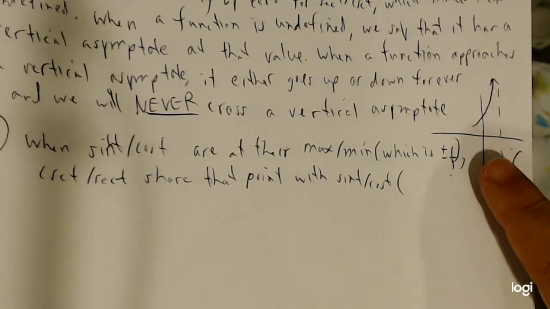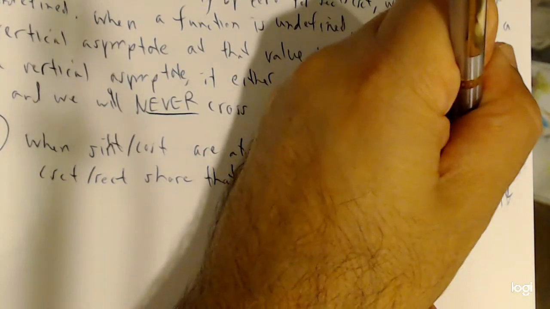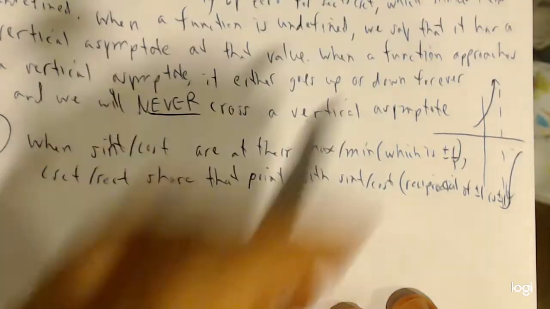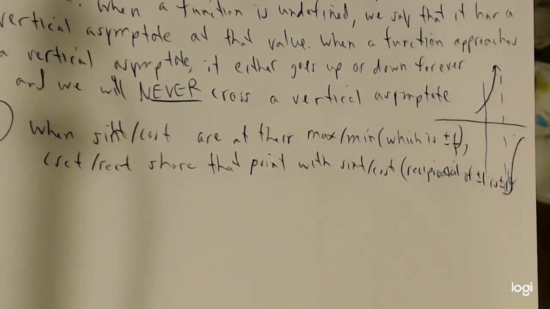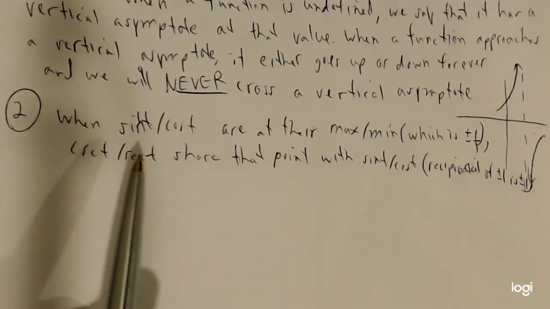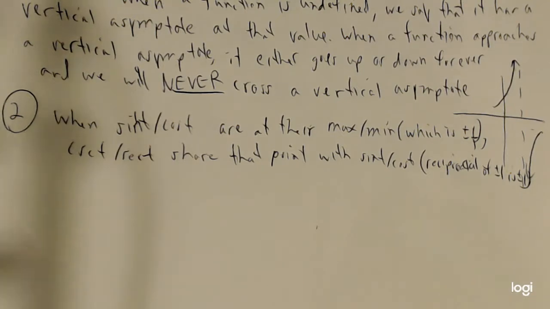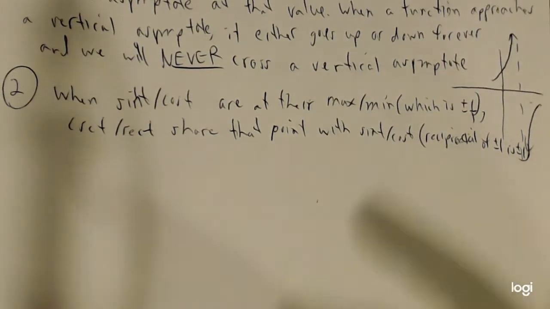So what's the reciprocal of 1? It's just literally 1. So notice how the reciprocal of plus or minus 1 is plus or minus 1, right? That's kind of what it is. So we notice that, hey, whenever sine or cosine hit a maximum, which is 1 or negative 1, secant and cosecant share that point with it because the reciprocal of 1 is 1. Same thing with the reciprocal of negative 1.